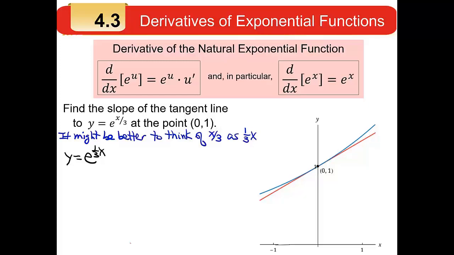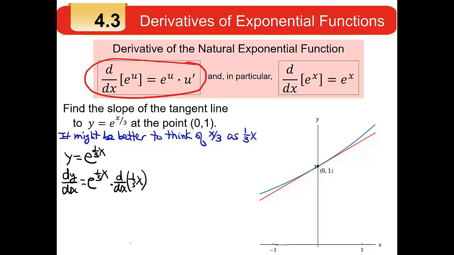So thinking ahead to that, I'm now ready to take the derivative. The derivative of e to a power is e to the power times the derivative of the power. So I write down e to the power, which in this case is 1/3 x, multiplied by the derivative of the power, or the derivative of 1/3 x. Well, of course, the derivative of 1/3 x is just 1/3. And most of us write the 1/3 first. It just looks more natural. So I would write that the derivative of y with respect to x is 1/3 times e to the 1/3 x.